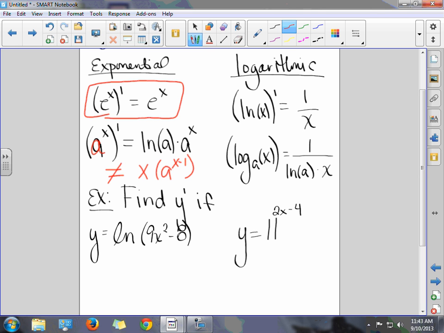The power rule only works when your exponent is fixed. It doesn't work when it's able to be changed, when it's a variable. So make sure you remember. I see that mistake a lot.